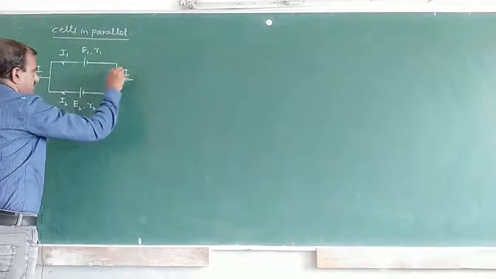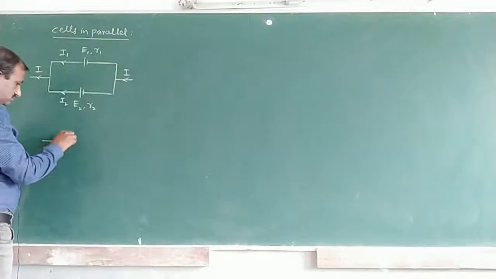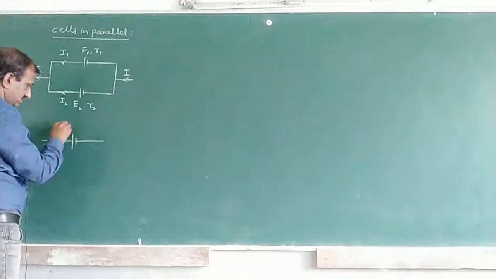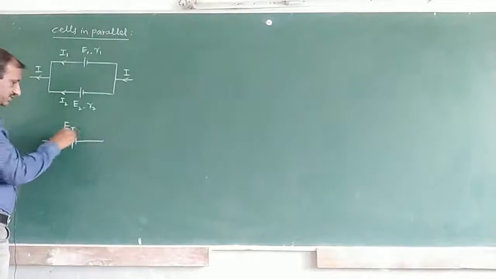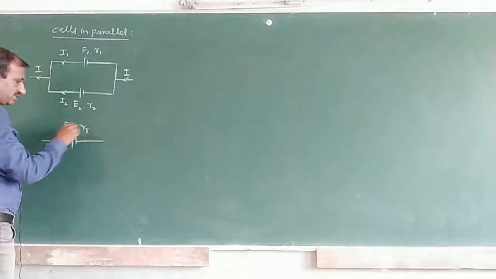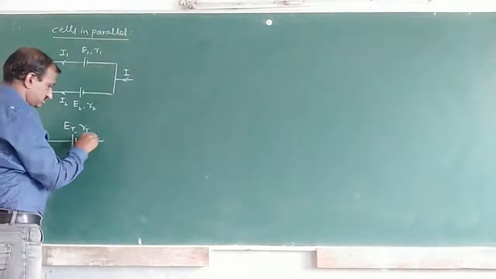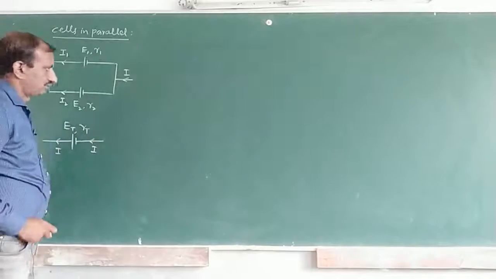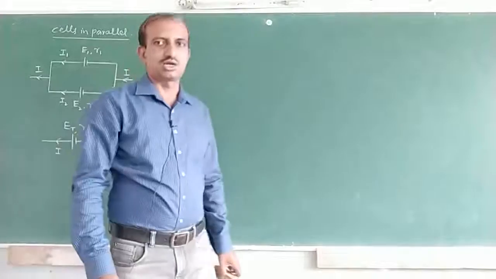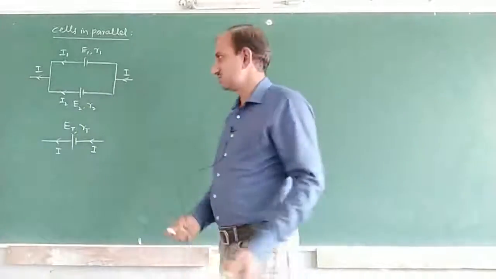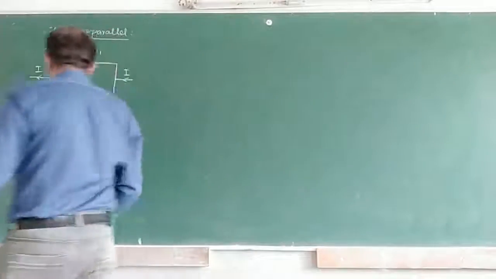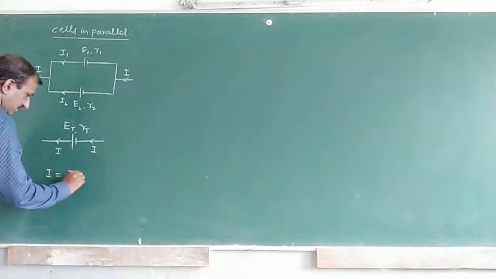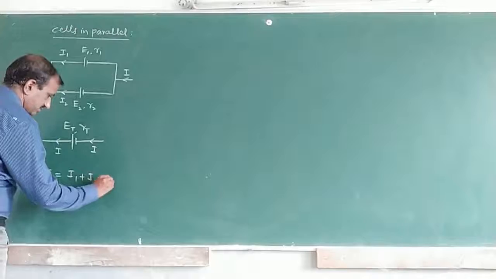Now consider a cell. This is the effective EMF of the two cells, called E total, and the effective internal resistance R total. The current I flows through the effective EMF. Now, what is the total current in the circuit? When two cells are connected in parallel, the total current I is equal to I1 plus I2. Call this equation number 1.